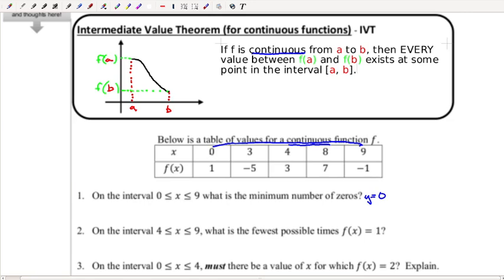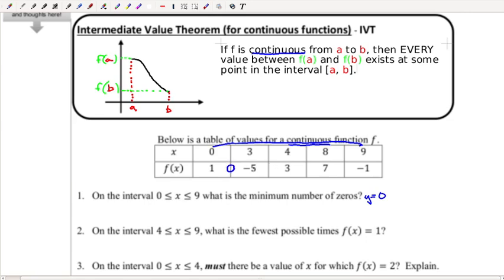So as x goes from 0 to 3, f of x goes from 1 to negative 5. So it starts above the x-axis at 1 and goes down to negative 5. So we know we have all the values on this interval between 1 and negative 5. Now, is 0 between 1 and negative 5? Remember, these are our y values. Yes, there would be a 0 in here. To get from 1 to negative 5, I have to pass through 0 at some point.